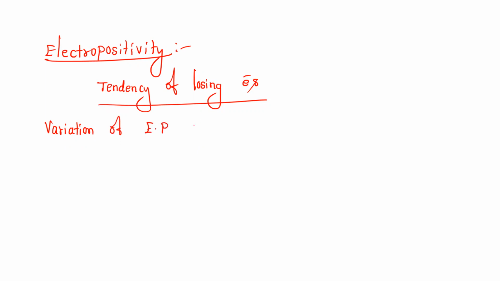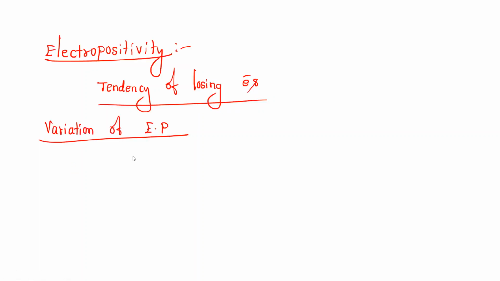Variation of electropositivity in a group. Sorry, in a period. In a period, what happens, students?